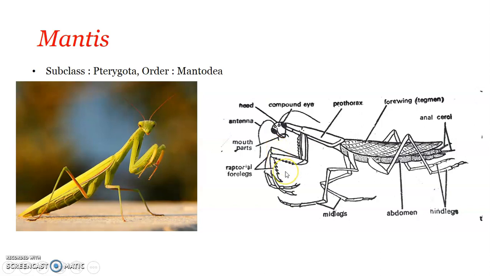And they are found in tropical forests, camouflaging because they are green in color, and they can remain without any slight movement for a long period of time, and that is how they actually catch hold of the prey. So that is about the praying mantis.